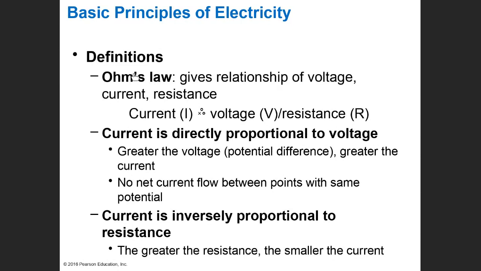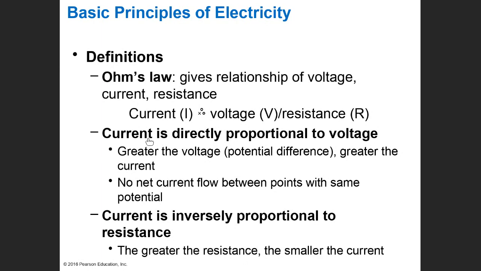And maybe you've learned about this before. Definitely in physics it is something that you deal with. So Ohm's Law gives this relationship between voltage, current, and resistance. And like I said, you should definitely know this. So current, which you can abbreviate as I, is equal to voltage divided by resistance. Definitely want to know that equation.